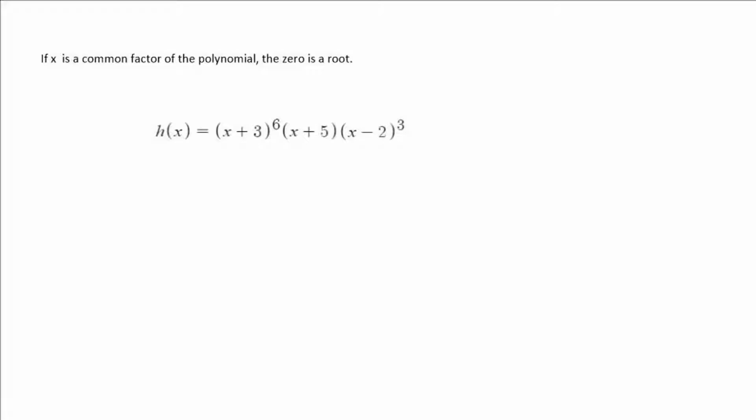The factored form of a polynomial describes all of its roots. In this case, negative 3 is a root, again because it's going to make the function have a value of 0 when we input negative 3. This root has a multiplicity of 6. Negative 5 is also a root, and notice that there's no power here. We can write a power of 1, so it has a multiplicity of 1. x equals 2 is a root as well, and it's going to have a multiplicity of 3.